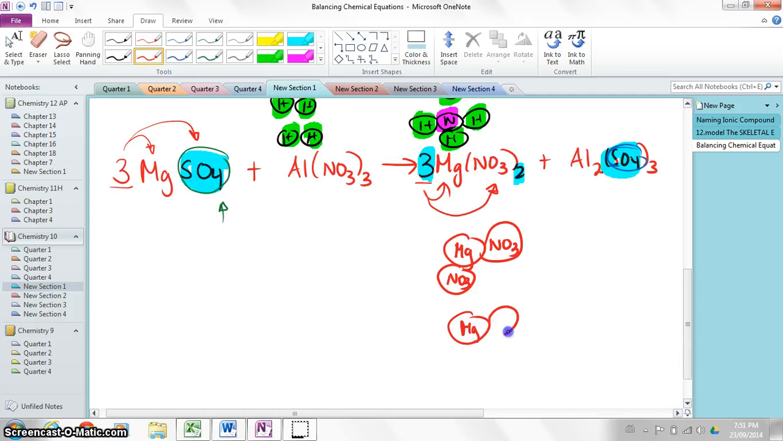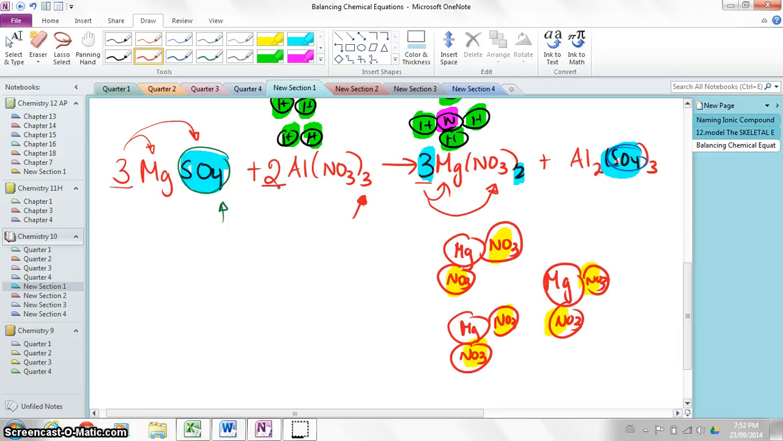So Mg NO3, NO3, don't fall asleep on me, Mg NO3, NO3. So how many nitrates do I have? 1, 2, 3, 4, 5, 6. How many nitrates on this side? Only 3. So what number do I have to put in front of the aluminum to get 6? A 2 will work just great.